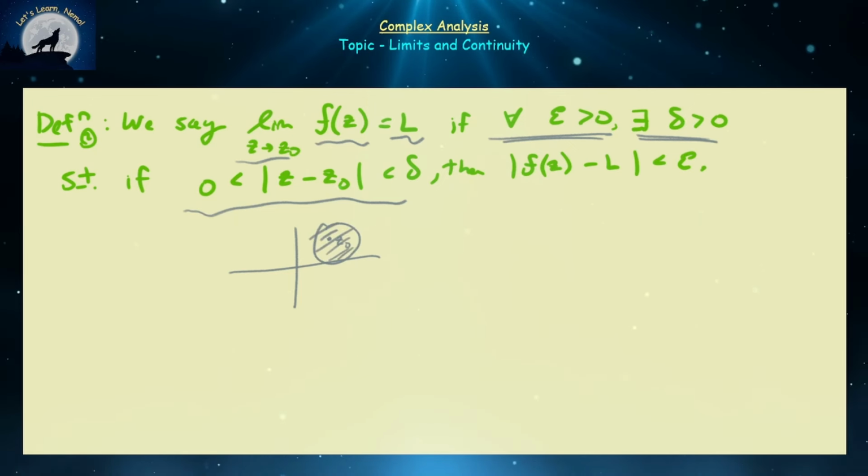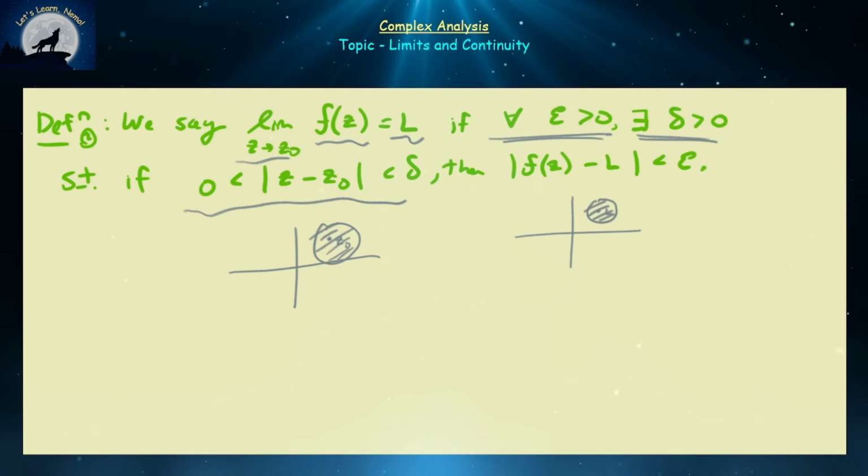So regardless of the direction from which you get close to this z0, the image elements f(z) and L should be arbitrarily close as well. So for example, L is located here, so you should be able to make your f elements as arbitrarily close as you want as well, provided that you have control over the domain element distance, in particular z minus z0.